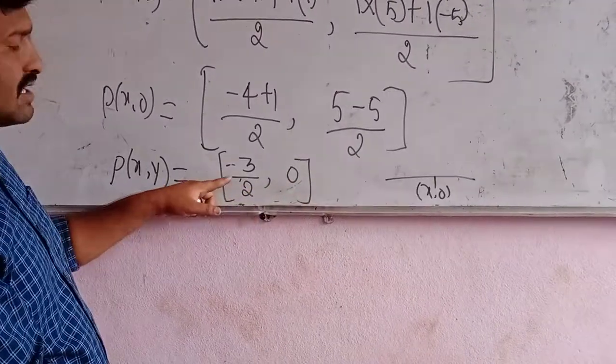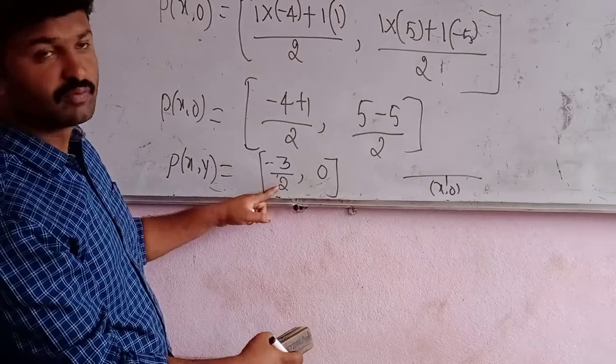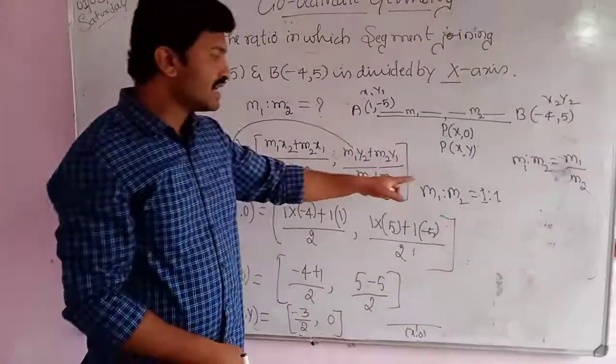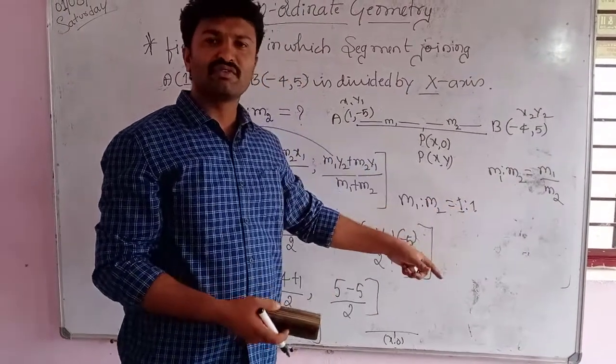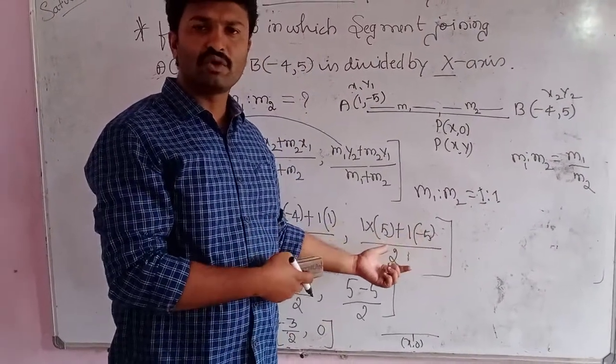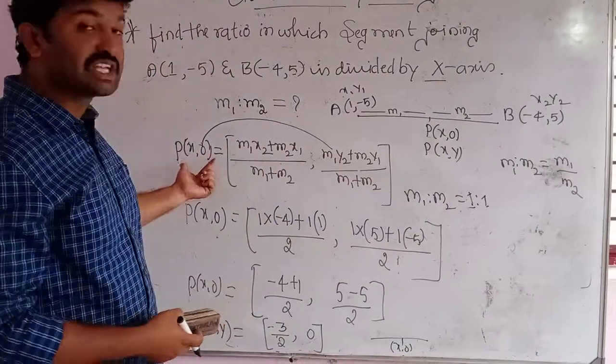And the x value is minus 3 by 2. Just we have to substitute in the section formula after getting m1, m2. We know the value of m1, m2, x1, y1, x2, y2. You can easily find out the value of P of xy.